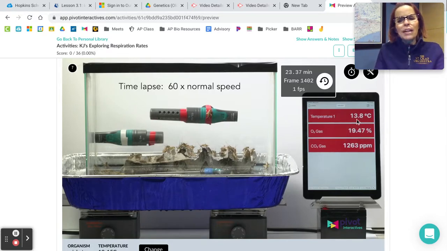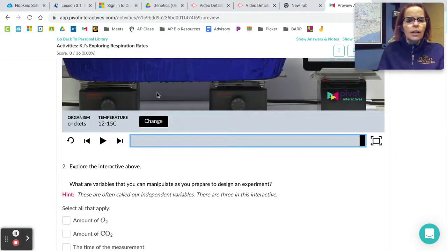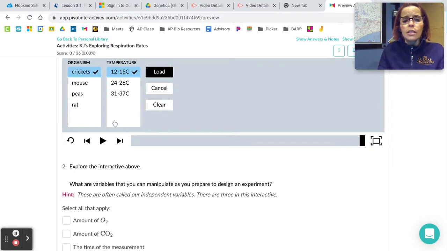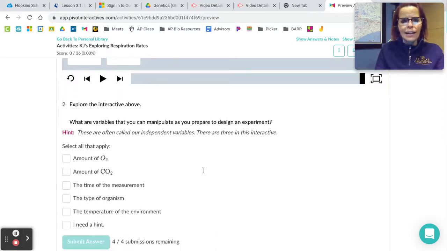And then the temperature now is 13.8 degrees. The oxygen gas is 19%, and the carbon dioxide is now 1,263 parts per million. So this is the experiment. You have the option of changing the temperatures and the organisms. You will be collecting data on the rats. All right, so moving on.